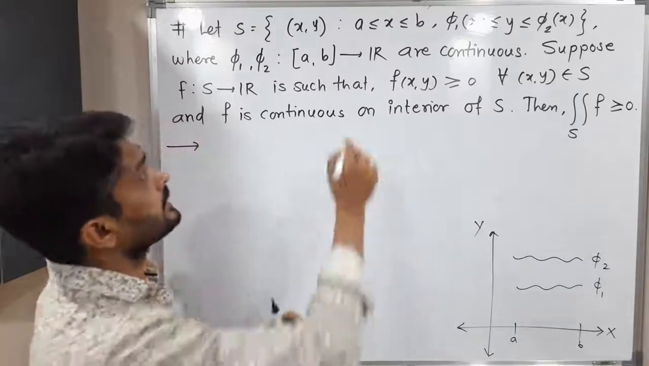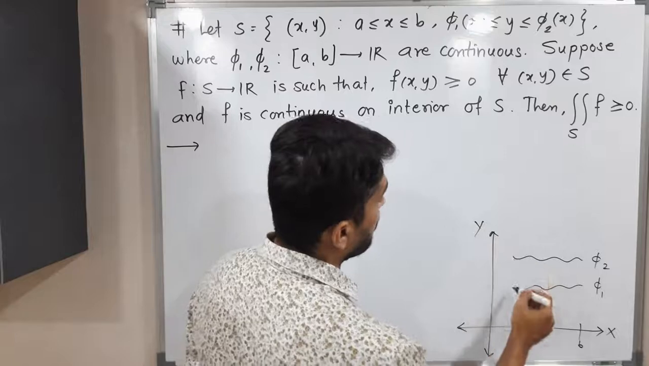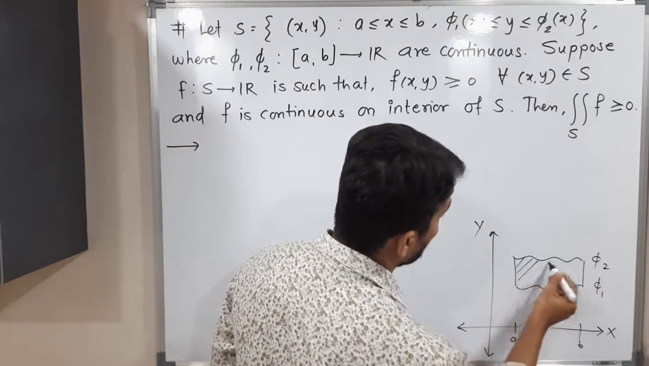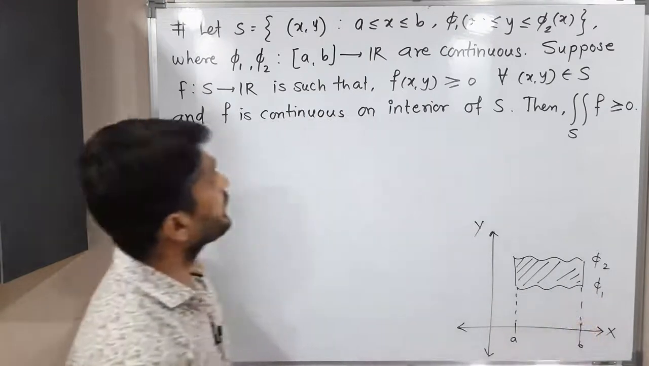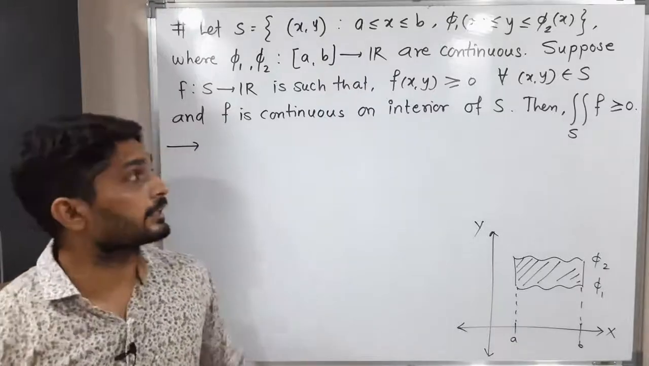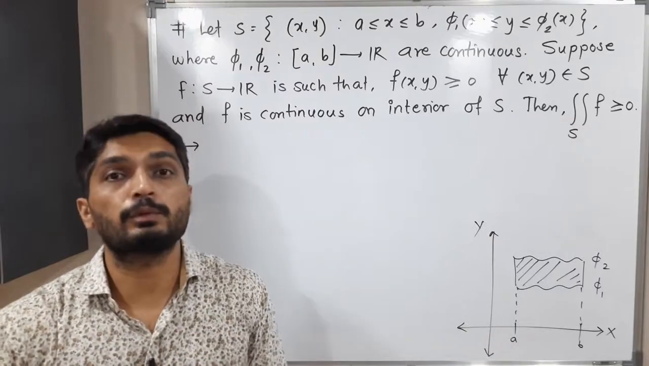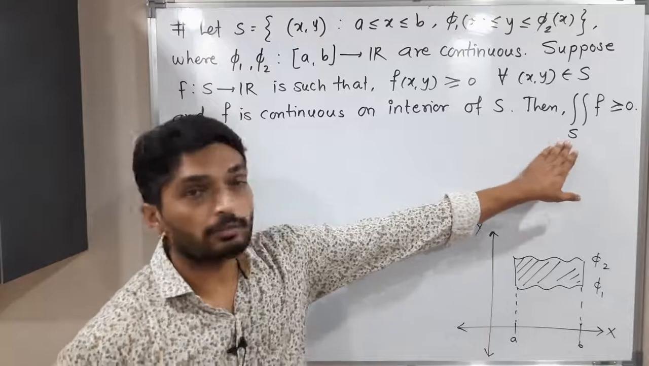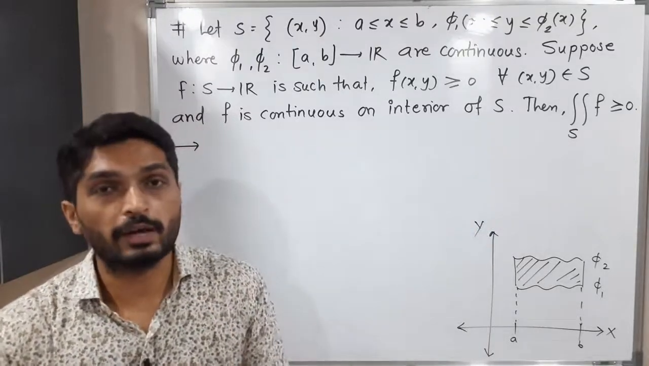For set S, x should lie between A and B, and y should be bounded by phi1 and phi2. So this is our region S. After that, they have defined a function f such that f of (x,y) is greater than or equal to 0 for all (x,y) belonging to S. If this is true, then the value of the integration of f over S is also greater than or equal to 0. This we have to prove.